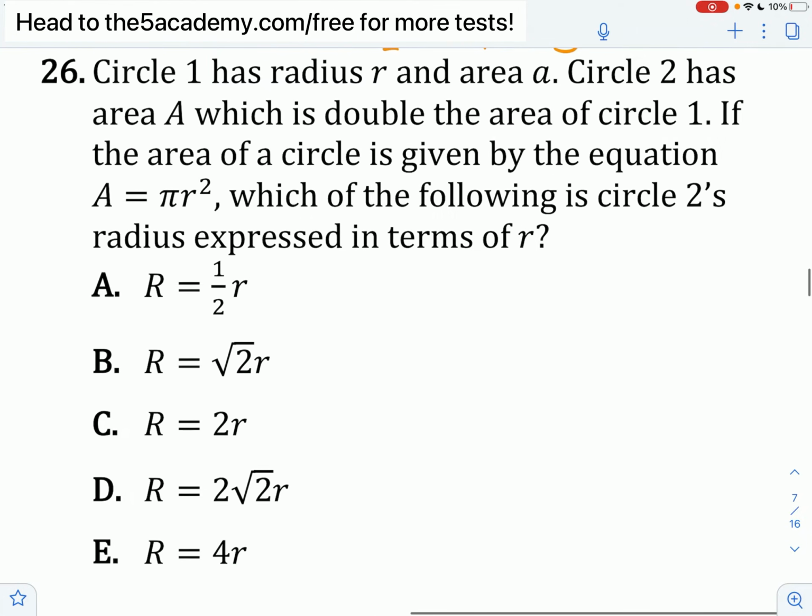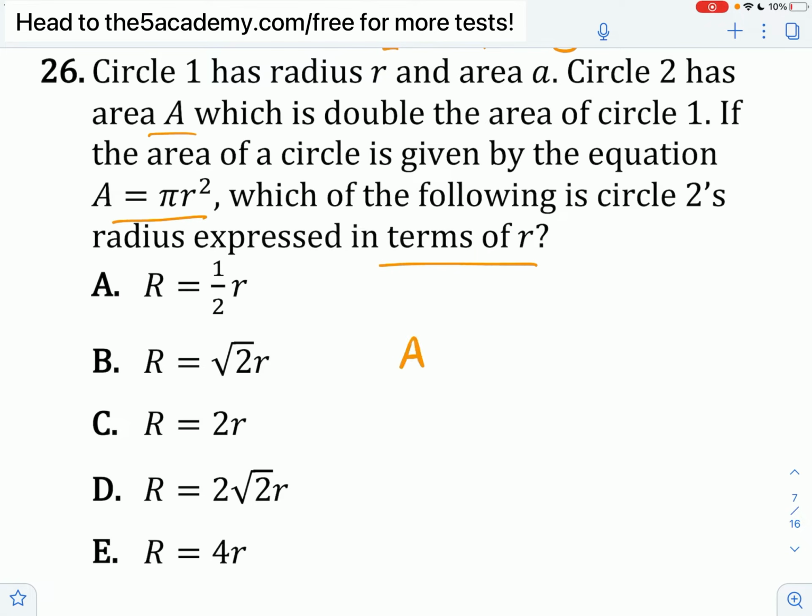Circle 1 has a radius r and area a. Circle 2 has area capital A, which is double the area of circle 1. If the area of circle 1 is given by this equation, which of the following is circle 2's radius expressed in terms of r? Okay, so first of all, what do we know?